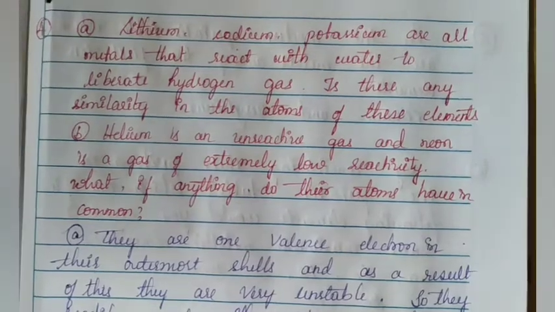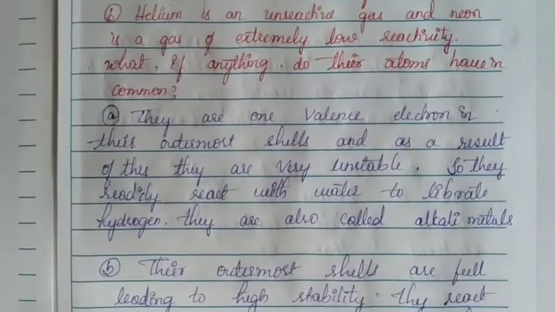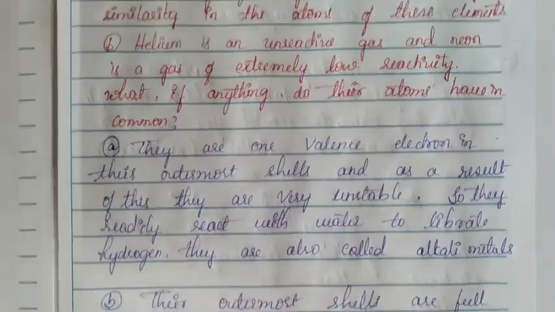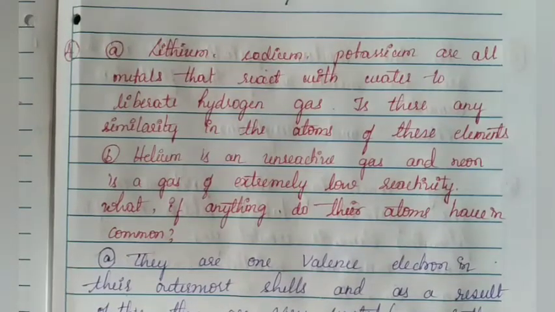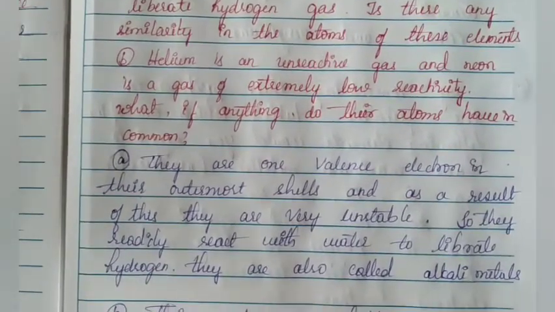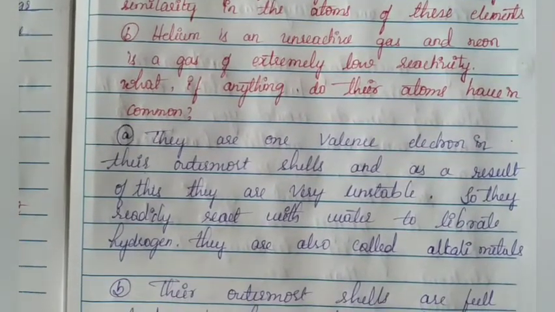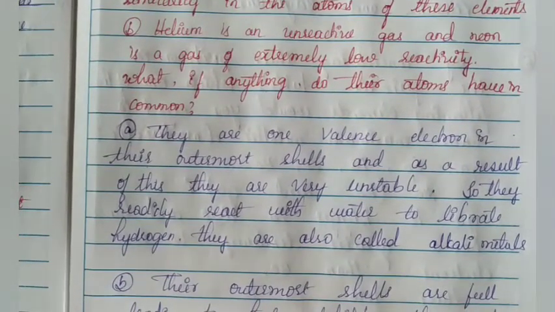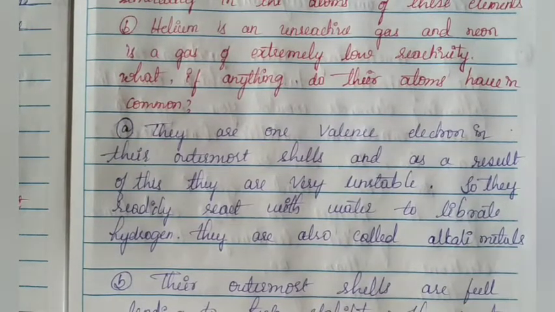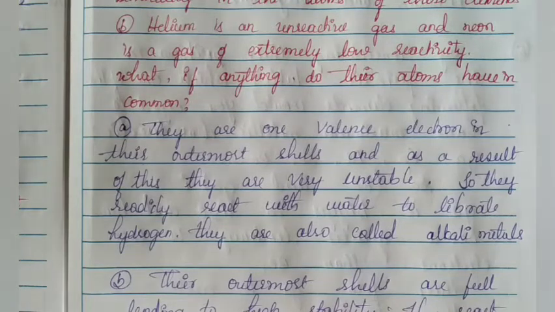Now let us answer this question. For the first question: lithium, sodium, potassium are all metals that react with water to liberate hydrogen gas. Is there any similarity in the atoms of these elements? All the three elements show the same chemical nature. What is common in these elements? They have one valence electron in their outermost shell. This is the reason for that kind of reaction shown by all the three.